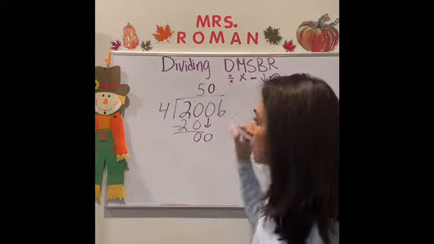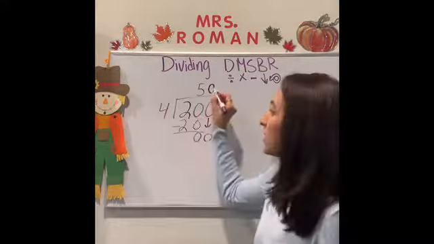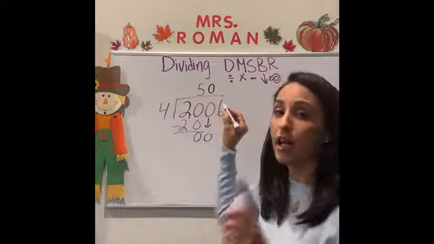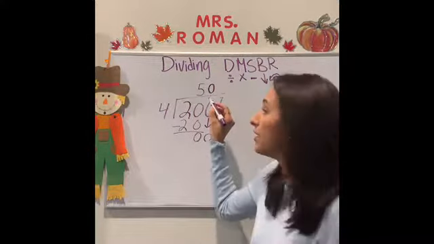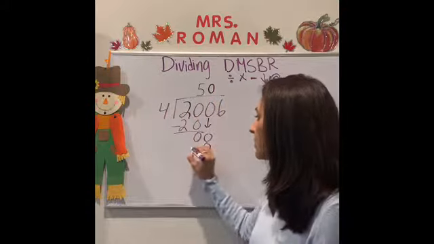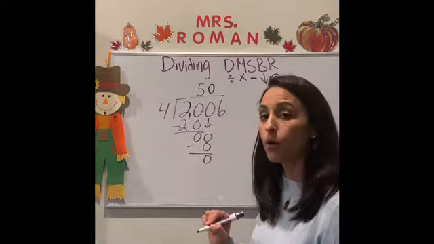No, I was not able to do 0 divided by 4. The answer was no. So I put a 0. You cannot put an X there. You need to actually put a number. 0 times 4 is 0. Subtract. I'm still going through the motions, right?